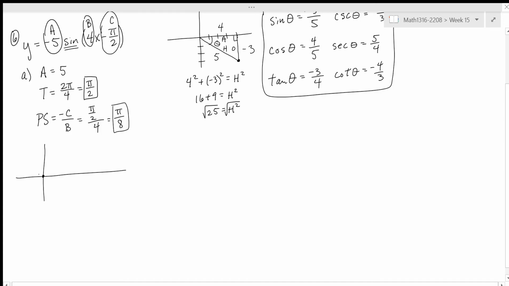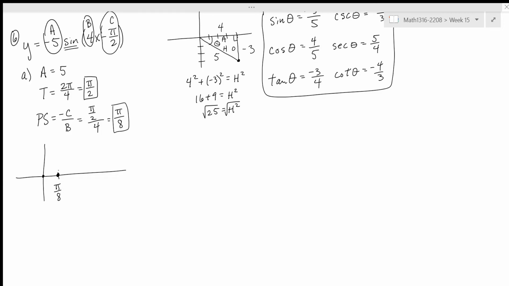Step number 2, phase shift. I do have a phase shift. It is positive. So this point at the origin is going to shift to the right. How far? A pi over 8. And so now I'm going to make that dot a little bit more solid because that is the actual starting point. Sine starts at the origin, but the phase shift moves it over, okay?